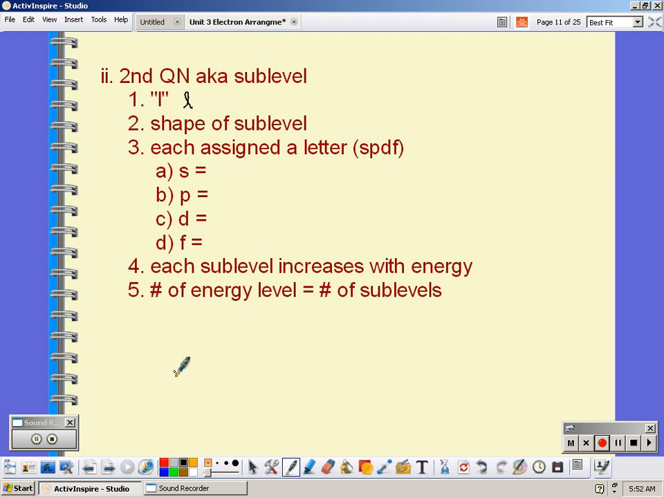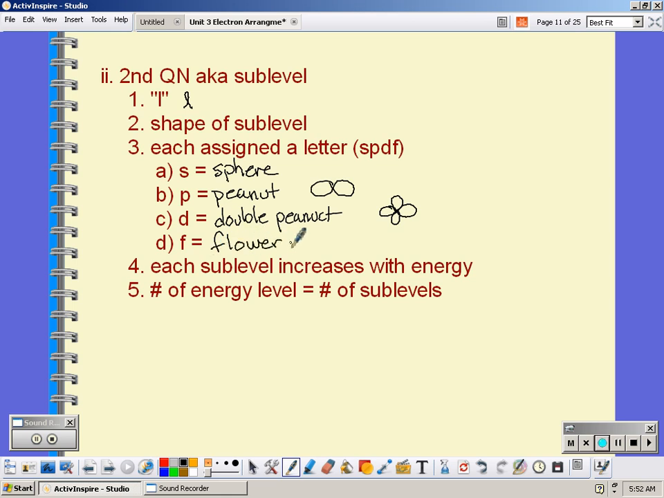Now the s sublevel is shaped like a sphere. The p sublevel is shaped like a peanut, so it has 2 lobes. The d sublevel is a double peanut. So you have the 2 lobes of one peanut, and then it's on top of another 2 lobes. And then you have the flower for f. Now you don't really need to know too much about f, except for that it's in the shape of the flower and the number of orbitals.